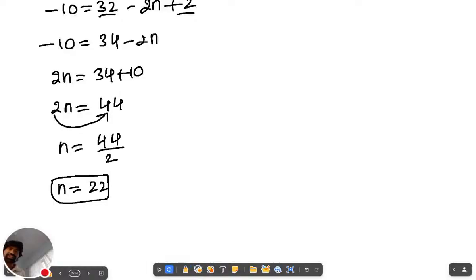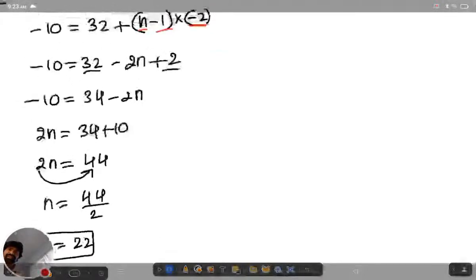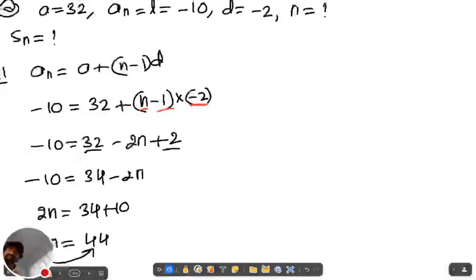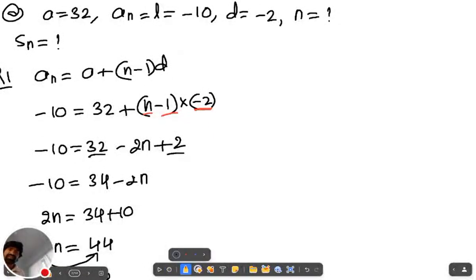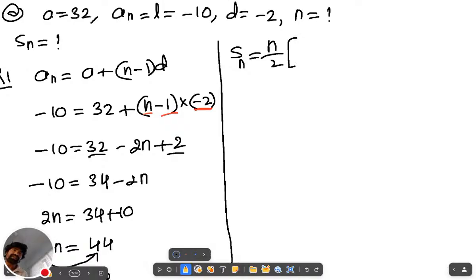Now we need to find the sum of these 22 terms, right? We need to find the sum of these 22 terms. So to find S22, first of all we have to apply, what is the Sn formula? n by 2 of a plus l. When you know the last term, this is the formula: n by 2 of a plus l. So we are finding the sum of 22 terms, right?